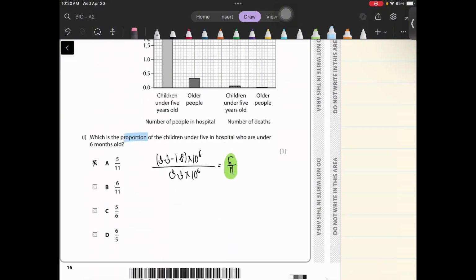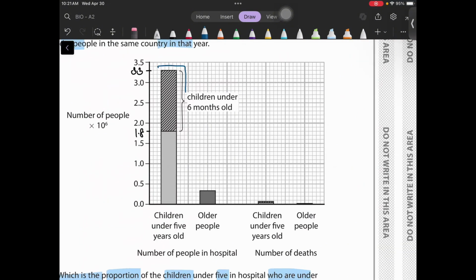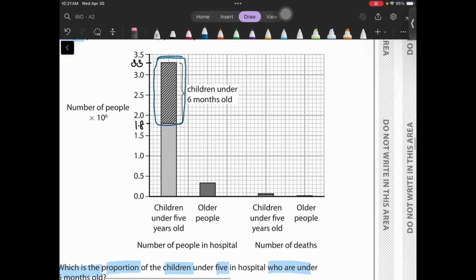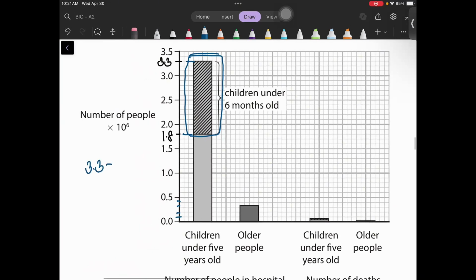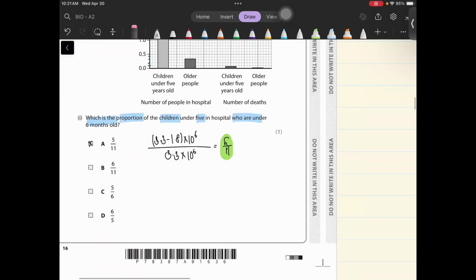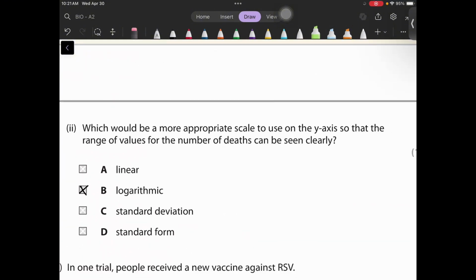What proportion of children under five in hospital are 6 months old? So this is the proportion of the graph that represents children with ages of 6 months, right? So how do we find this? To find this proportion, each box represents 0.1, so 0.1, 2, 3, 4, 5. Here it is going to be 1.8 and the upper is going to be 3.3. So 3.3 minus 1.8, times 10 to the power 6, divided by the total number of children, would give us the proportion. I have done that and my answer is 5 by 11.